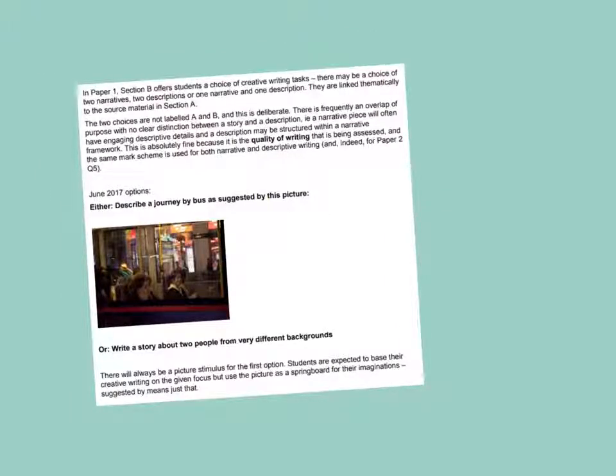If you think back to the 2017 Rosabelle paper, AQA have now released some material to get you to think about how that could have been done well, so you can take those hints back up into your revision. So this document came from AQA after the 2017 paper, and it's got some useful advice on it. It says that actually there will be a choice of creative writing tasks. It may be two narratives, it may be two descriptions, and it may be a narrative or a description. They will be linked by ideas, thematically, by theme, to the source material in section A.